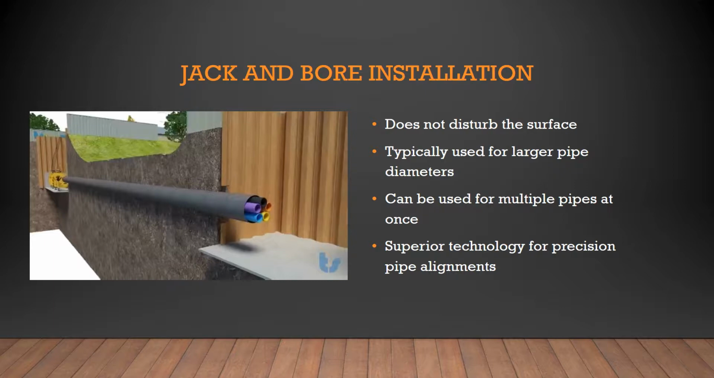Because jack and bore method of installation is a slow process, the method tends to create extremely accurate pipe alignments in both the horizontal and vertical directions. Another benefit to jack and bore installation is its ability to go through hard underground rock conditions. Because of this, jack and bore installation is one of the most reliable installation methods that utilizes trenchless technology.